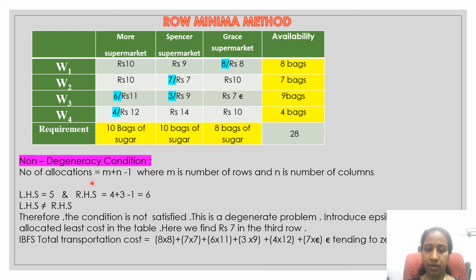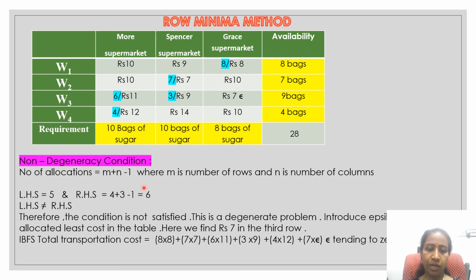Now I go for the condition. The condition is number of allocations should be equal to m plus n minus 1. It should not be less. Remember, so what is m plus n minus 1? M is number of rows, n is number of columns. Number of allocations is 1, 2, 3, 4, 5. So I write 5 here. M is 4 plus n is 3 minus 1, which is 6. Now it is not equal, it is 1 less.